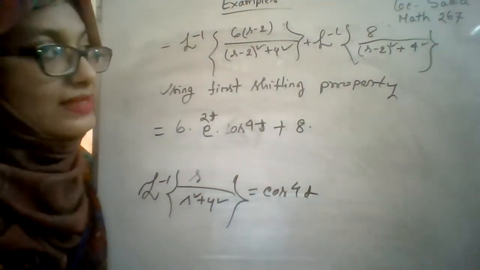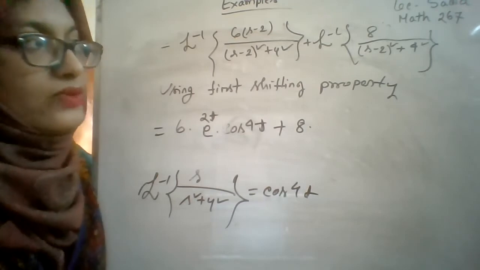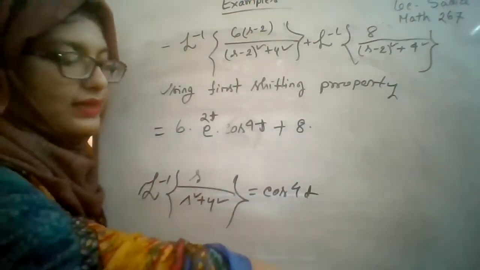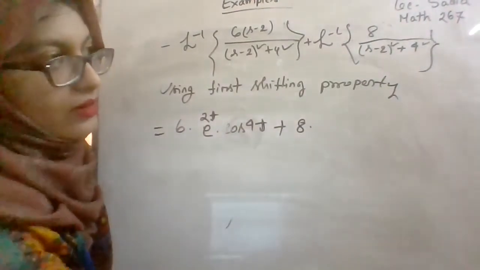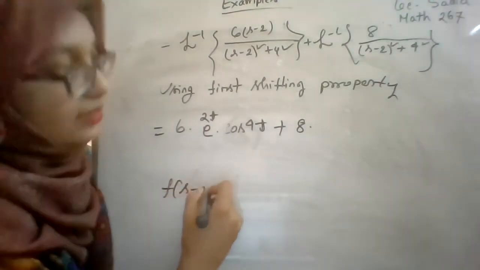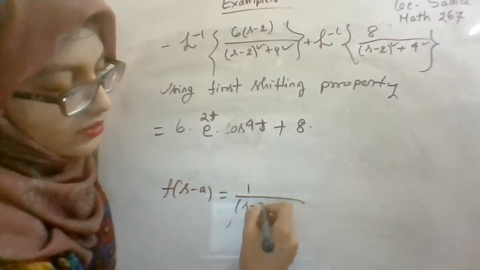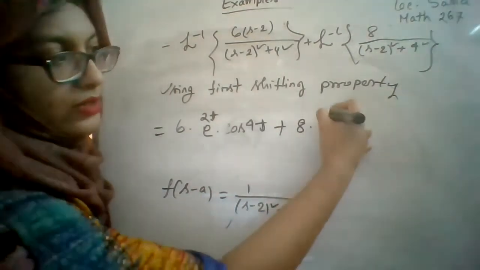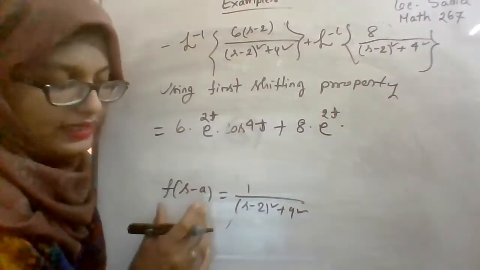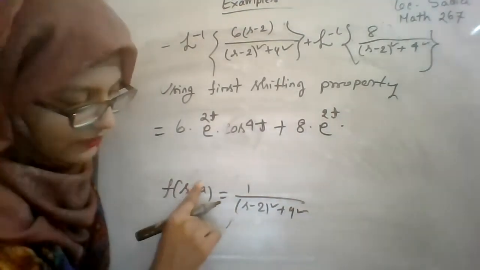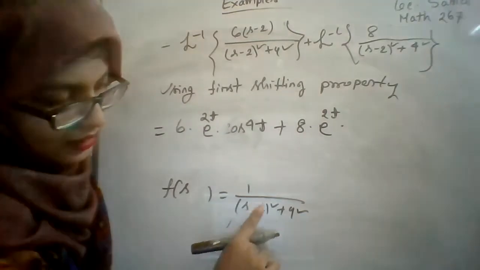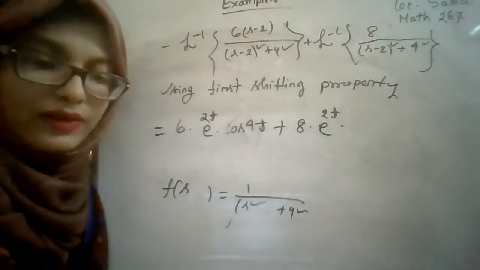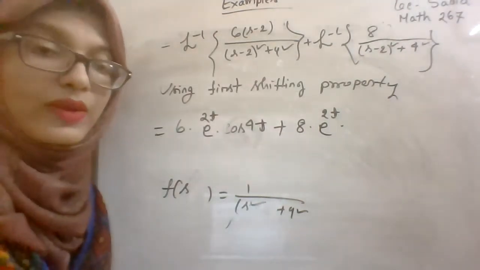It is 8 times the inverse Laplace transformation of 1 divided by (s minus 2) whole square plus 4 square. So here if you compare this with F of (s minus a), your function F of (s minus a) is equal to 1 by (s minus 2) whole square plus 4 square. So the value for a will be 2. So e to the power 2t. And this is F of (s minus a). So what will be the result for F of s? F of s will be 1 by s square plus a square.